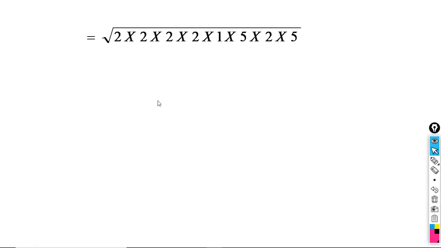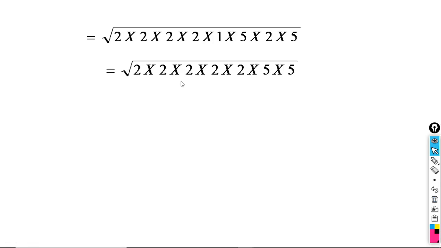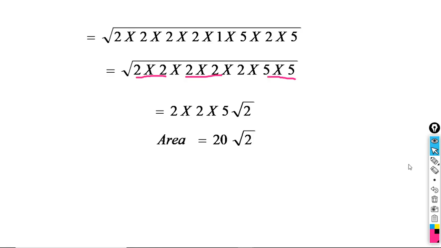In the next step, we will find the prime factors of all these values and rearrange them. After rearranging, we get here 2 repeating 1, 2, 3, 4, 5 times, and we do the pairing, taking 2 numbers at a time. We observe here 2 pairs of 2 and 1 pair of 5 is complete. So it means 2 will be taken outside the root 2 times and 5 will be taken outside. We get 2 into 2 into 5 root 2, or area is 20 root 2 meter square, because sides are given in meter, it is meter square. Area is 20 root 2 meter square.